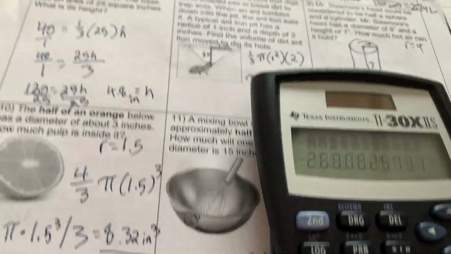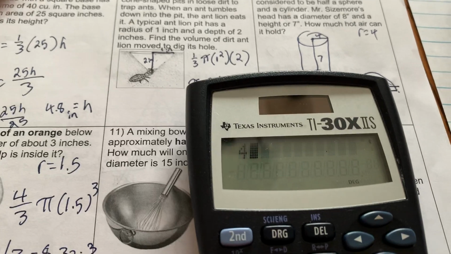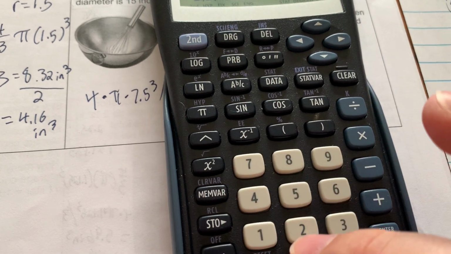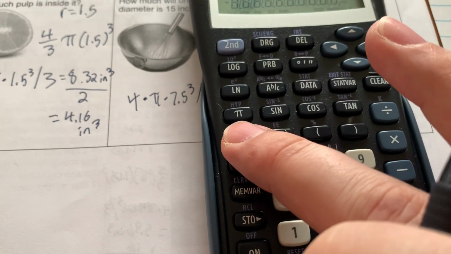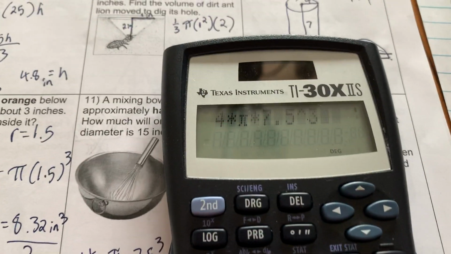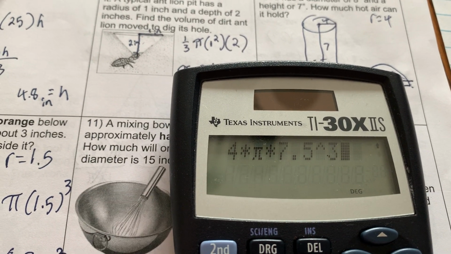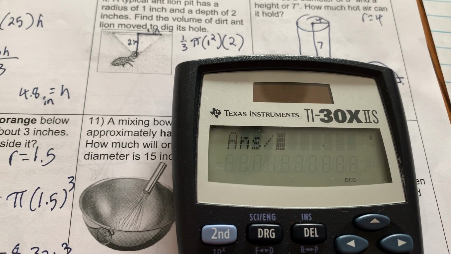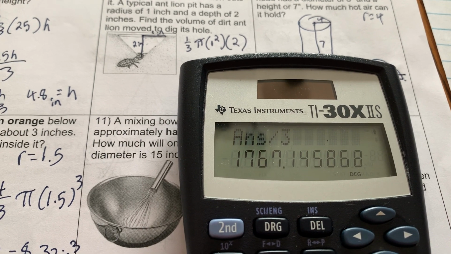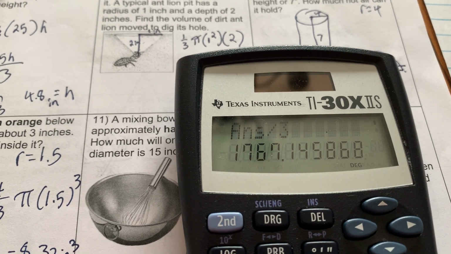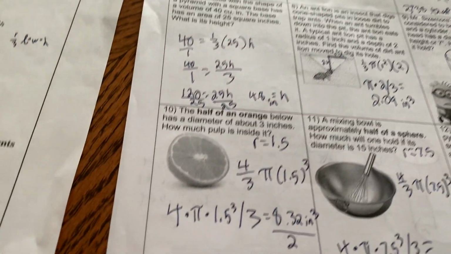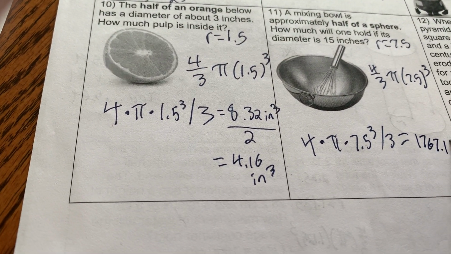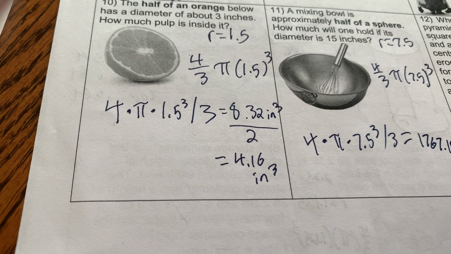Again, I would do 4 times pi times 7.5, caret, exponent, third power. So 4 times pi times 7.5 cubed equals 5301.44. We round it. Divided by 3, so 1767.15. Again, we were rounding that. But again, that would be for the whole sphere. So that's cubic inches.